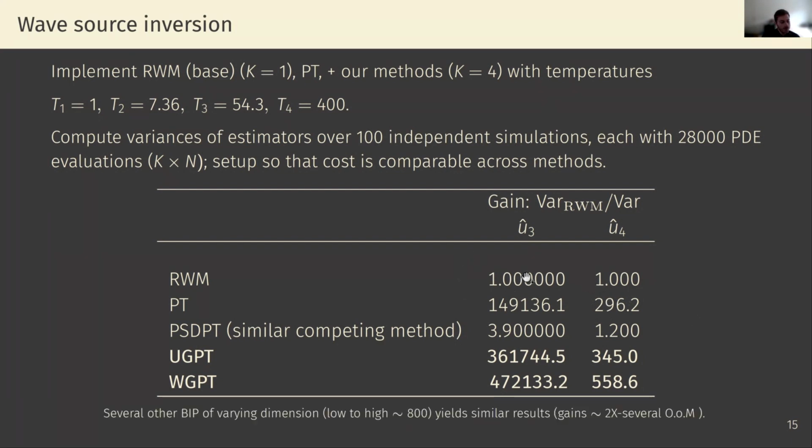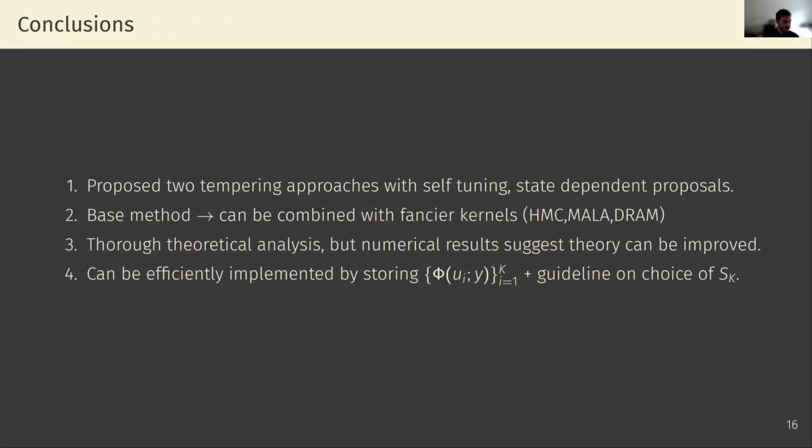And in the paper, we also consider several other Bayesian inverse problems of varying dimensions, ranging from very low, like 1-dimensional toy examples, to very high, of about 800 dimensions, yielding similar results, okay? Obtaining gains between twice as efficient to several orders of magnitude.